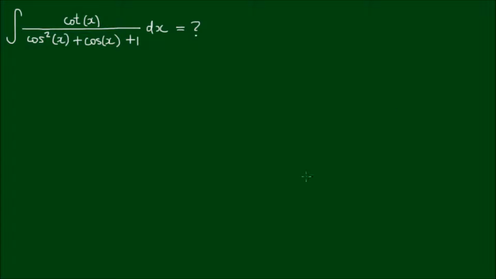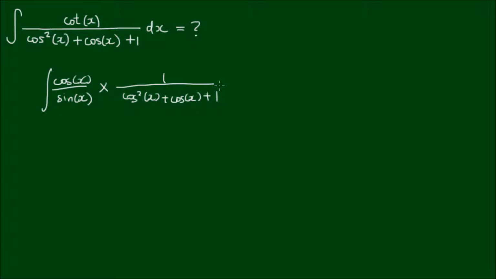So with this integral, let's rewrite the cotangent of x as the cosine of x on the sine of x. So this is the division identity of the cotangent of x, and it is divided by the cosine squared x plus cosine x plus 1. So this effectively means it is multiplied by 1 over cosine squared of x plus the cosine of x plus 1. And this of course is the expression that we will be attempting to integrate.